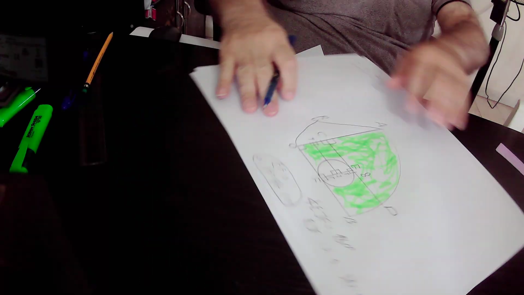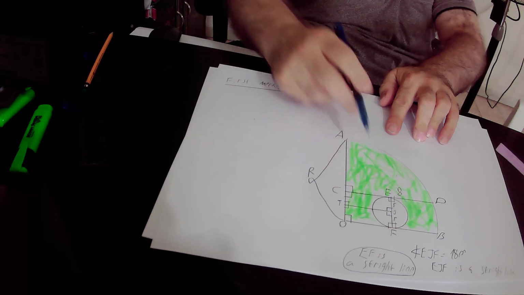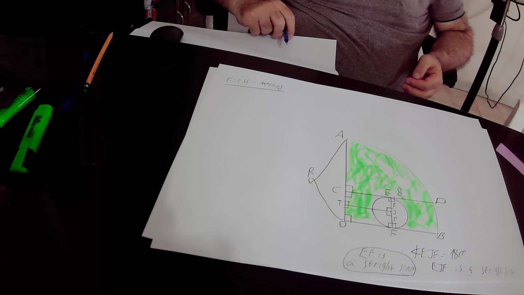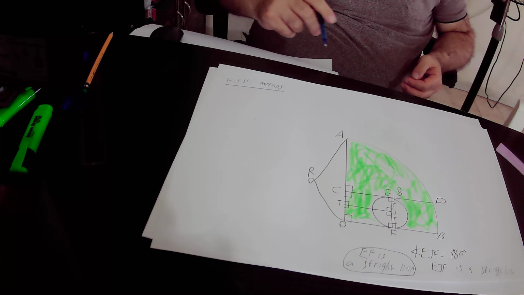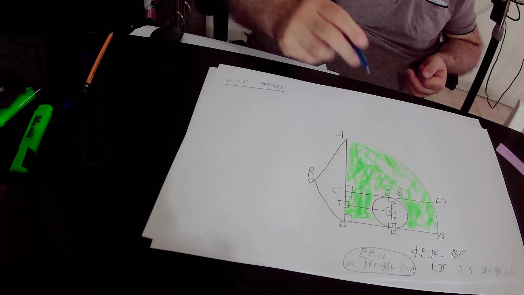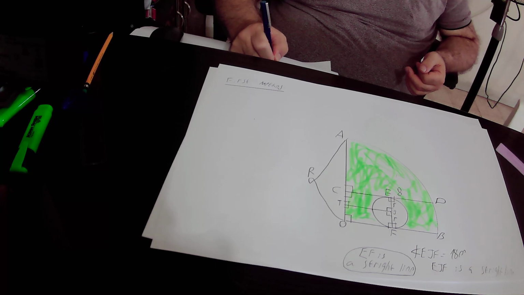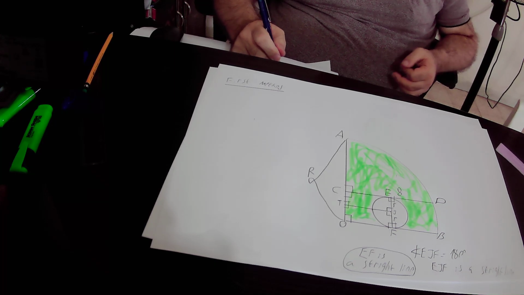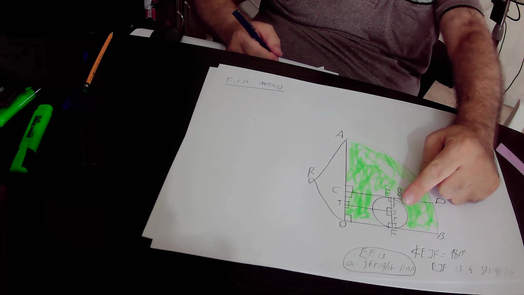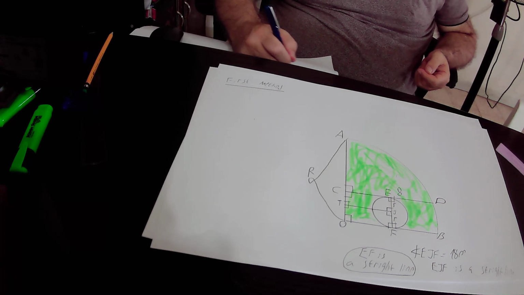Here, this quadrilateral COEF is a rectangle, and we know that the opposite sides of a rectangle are equal to each other. That is to say, EF equals CO. But what is the value of EF? EF equals R plus R, that is 2R.